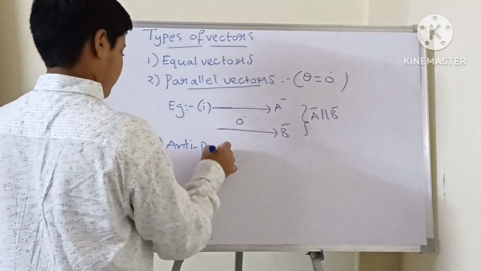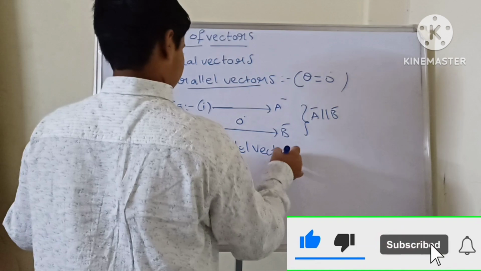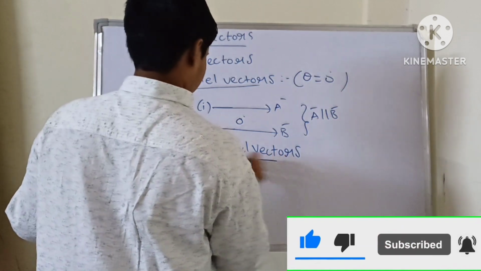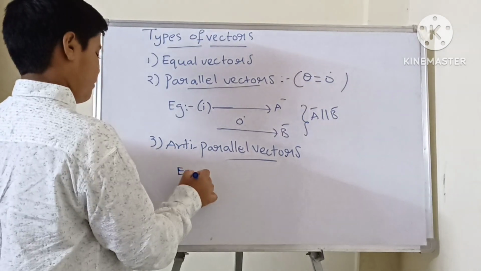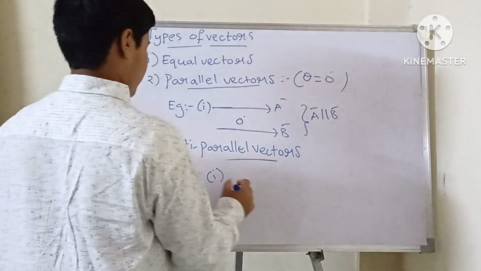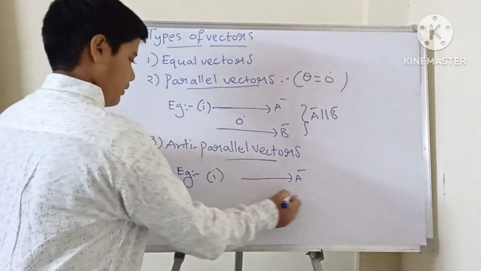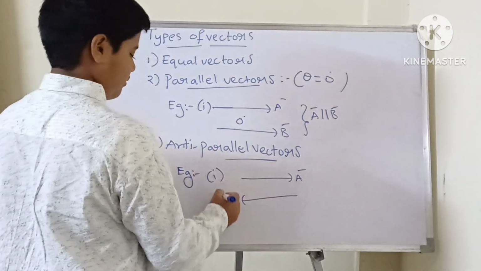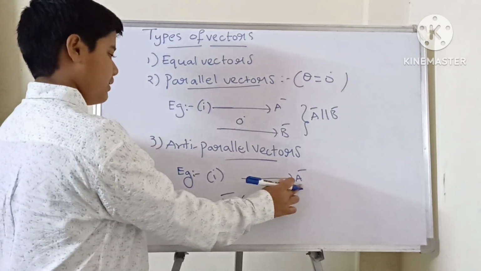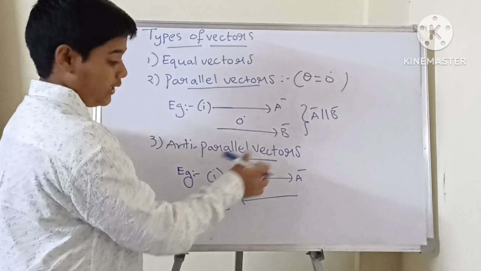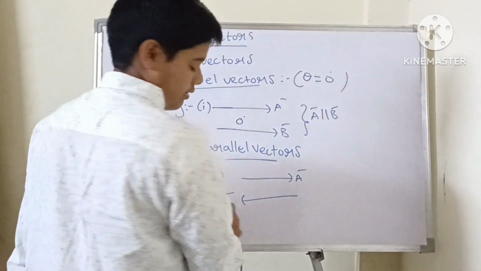So the third type, anti-parallel vectors. Okay. So here, for example, this is one of the vectors, A bar, and this is one of the vectors, B bar. Okay. So this is A bar, this is B bar. Both are not in the same direction, they are in opposite directions.